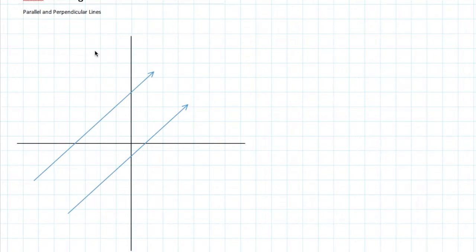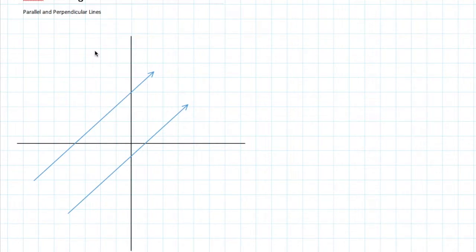Today we're going to be learning about parallel and perpendicular lines. So throughout the unit we've been learning about the equation of a line, converting between the two different forms, and also isolating for specifically the y variable to create an equation in the form of y is equal to mx plus b. But today we're going to be doing something completely different, and we're going to be looking at parallel and perpendicular lines.